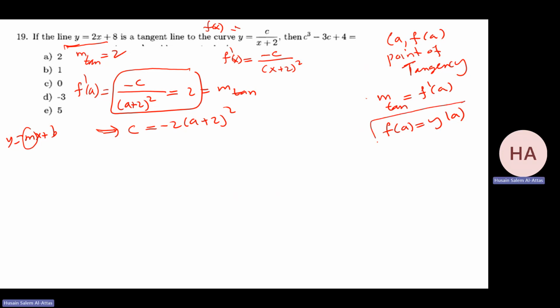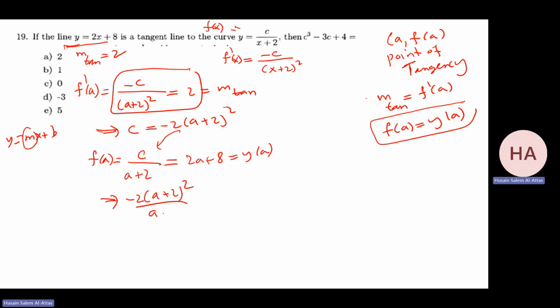Second equation comes from here. F of a, which is c over a plus 2, equals y at a, which is 2a plus 8. So here I can put c, giving minus 2 times a plus 2 squared over a plus 2 equals 2a plus 8. This cancels, and it becomes minus 2a minus 4. I have 2a plus 8.